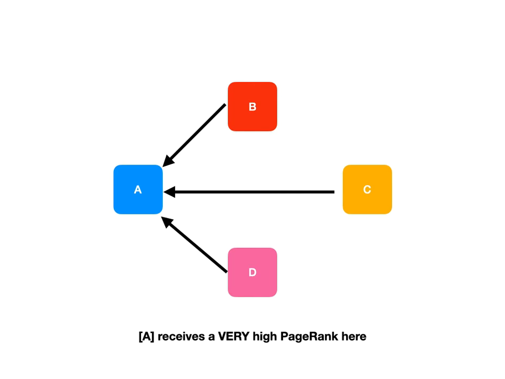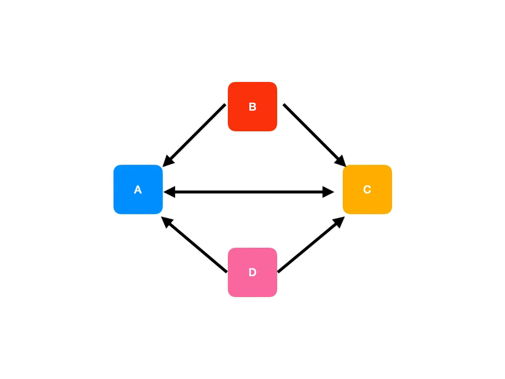Let's add some more links. Now B and D are both pointing to A, and A and C both point to each other. Ooh, so this would shift the balance, right? In this network, now both A and C are going to have pretty high page rank scores, and B and D will both still be kind of low, right?